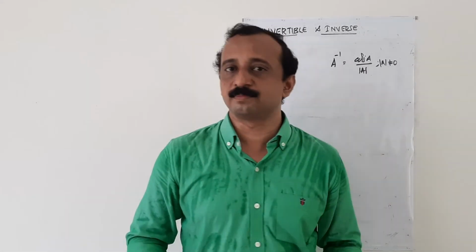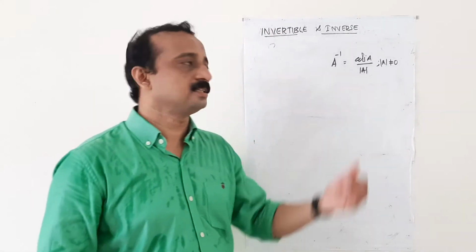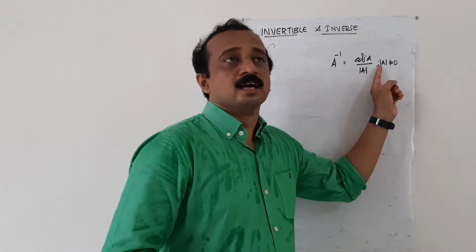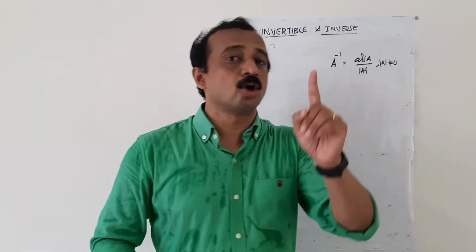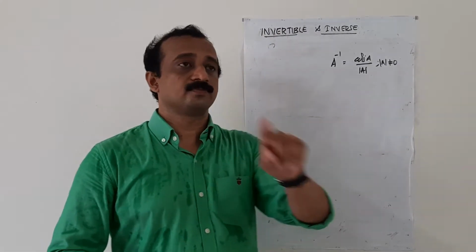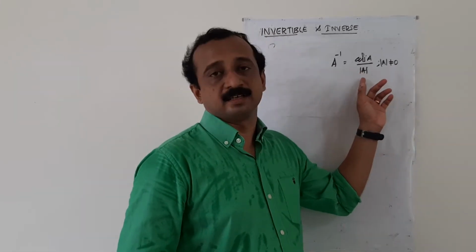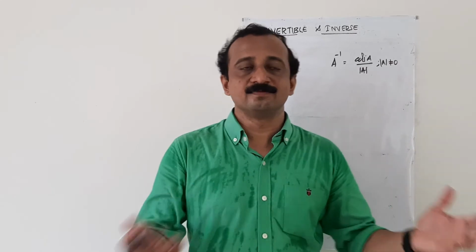Suppose A is any square matrix already given, then how to find the inverse? We use the formula adj divided by dta. It's very important: the condition is dta is not equal to 0, because if dta equal to 0, then inverse does not exist, because 1 by 0 is not defined and inverse does not exist.